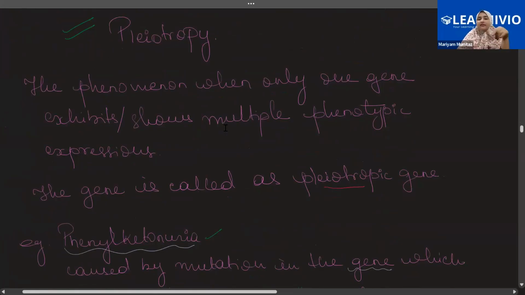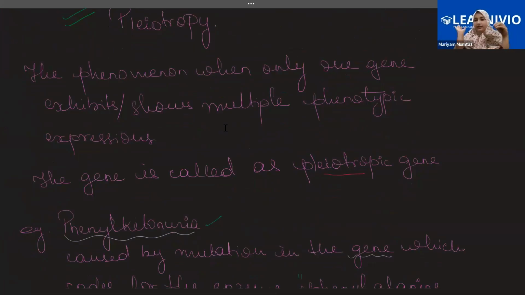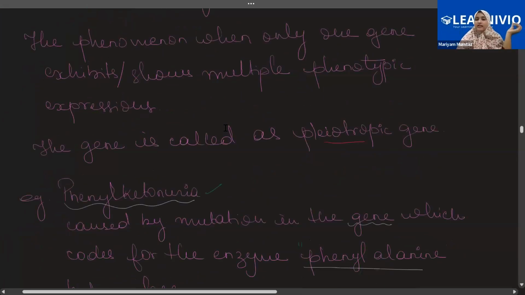Pleiotropy is that phenomenon when one gene present in the organism shows multiple effects on the phenotype. Then we call it pleiotropy. One gene, many effects. This is called a pleiotropic gene.